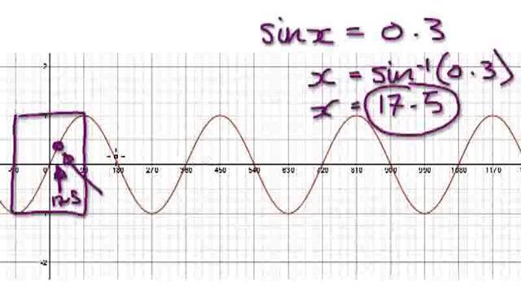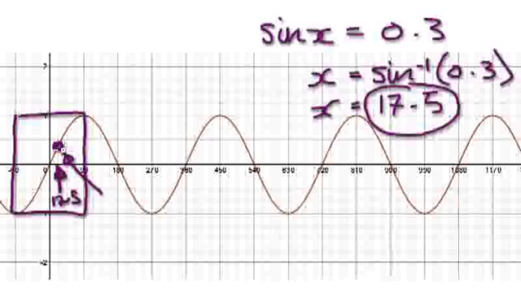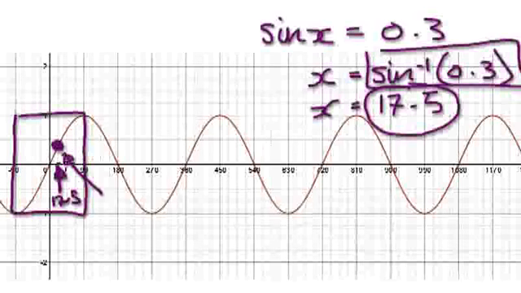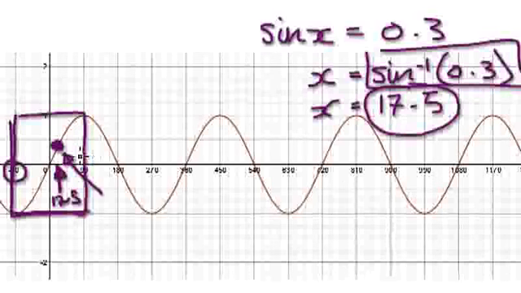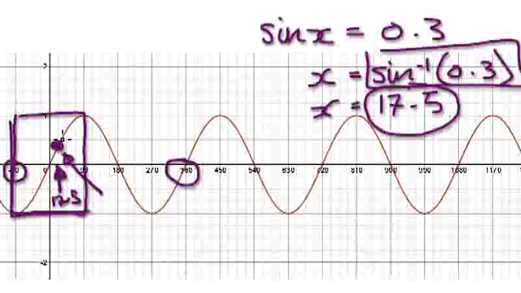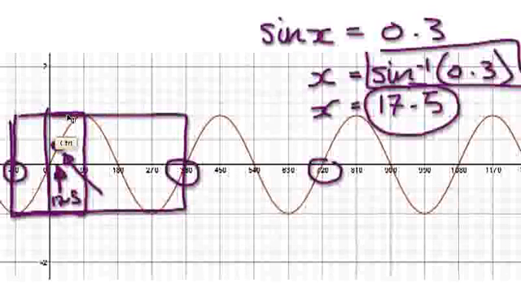But the thing is, we've got so many other solutions here. Once you've got your principal solution, remember, punching this into your calculator gives you one solution in this range between minus 90 and 90. But don't forget you've got all the others. Once you've got one solution, you know the period is 360, because it repeats itself every 360 here. So this here is one cycle.